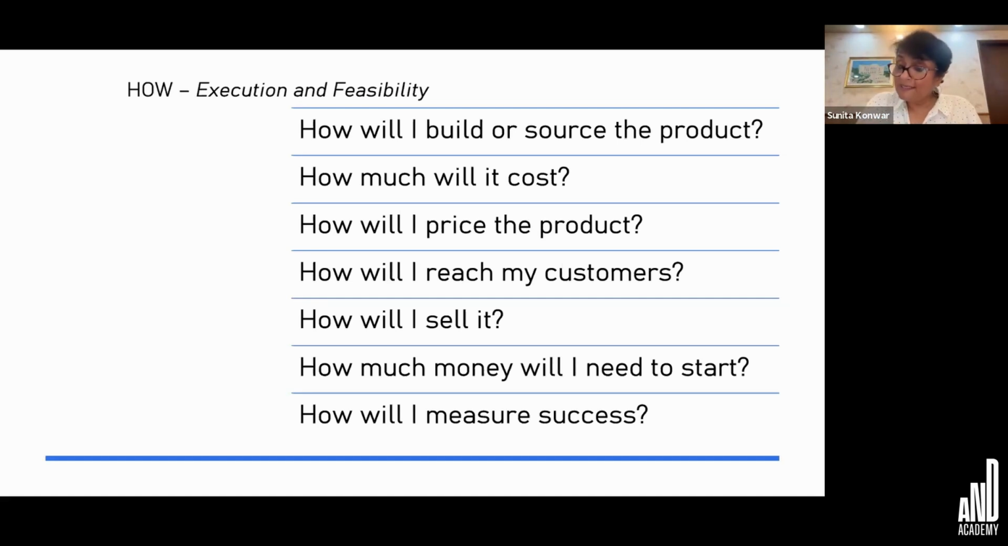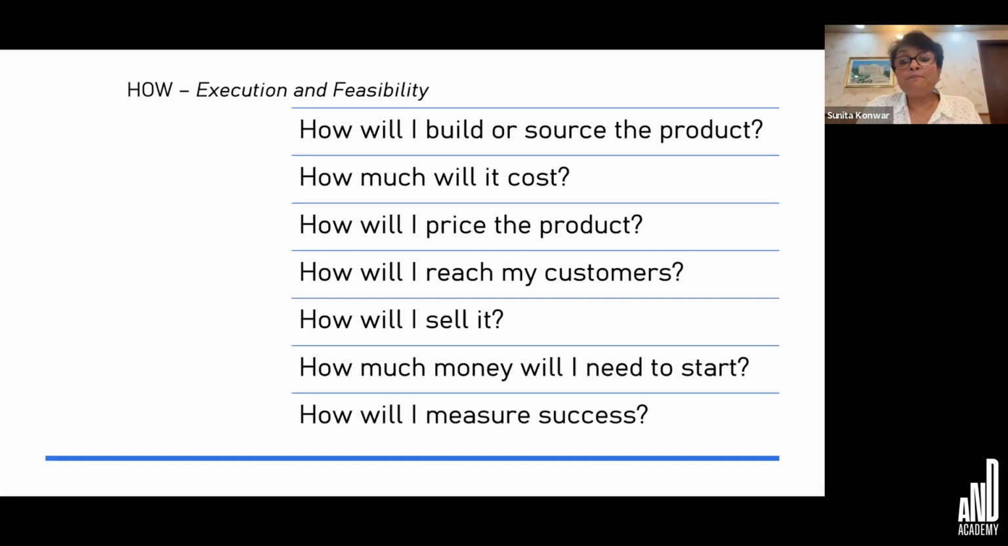How much money will I need to start? So basically, initial investment. Do I need to raise funds? I will have to think about it. Or can I start small? That is my choice that I'm going to make.